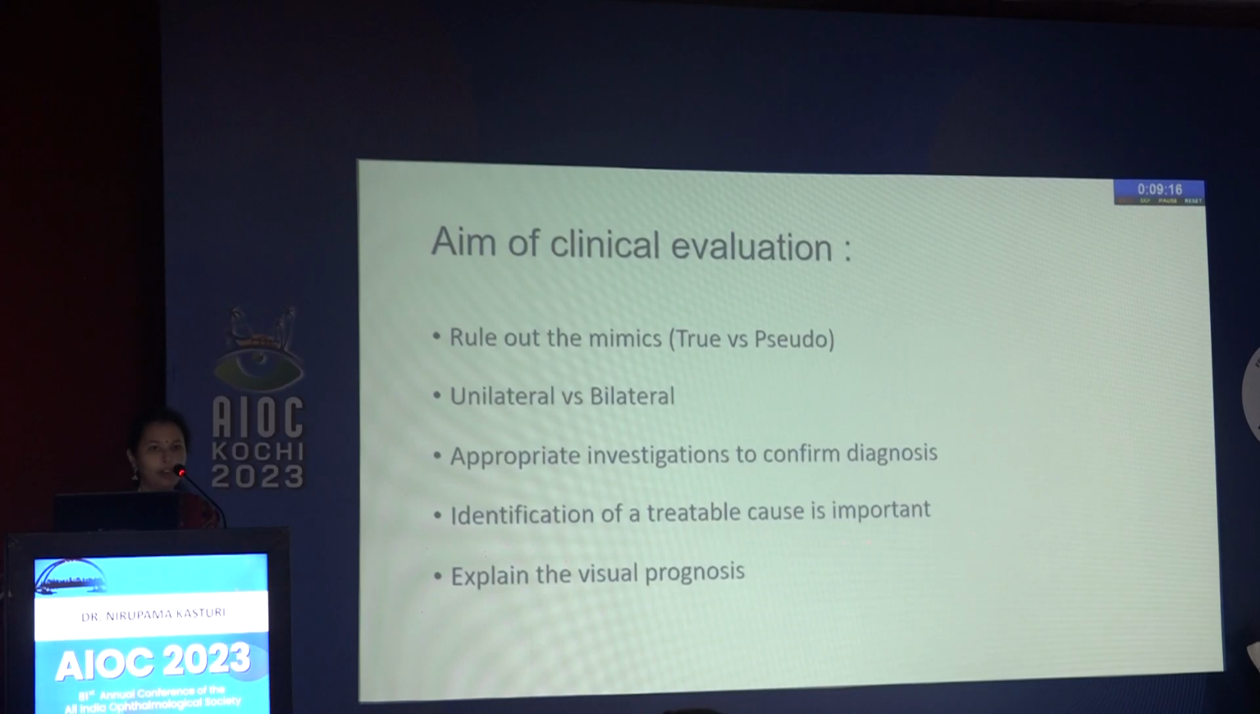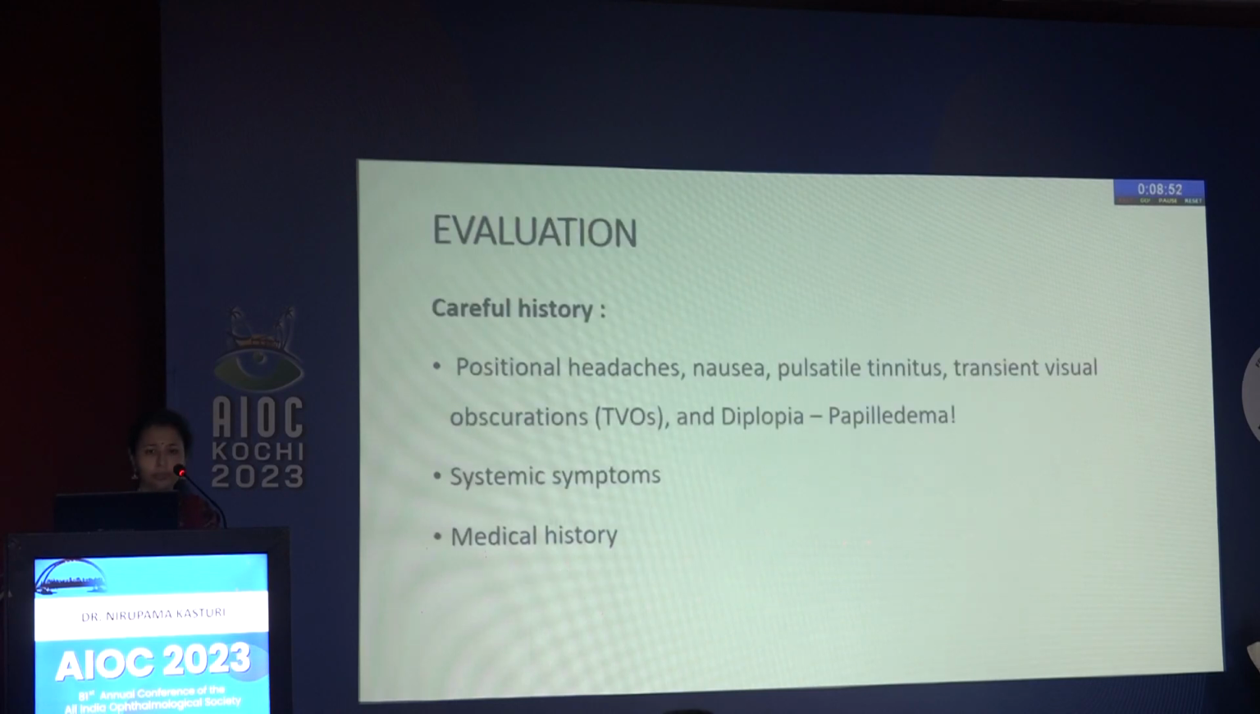So what is the aim of our clinical evaluation? First is to identify whether it is a true or pseudo disc edema, then to check whether it's unilateral or bilateral, and then think of the various differential diagnoses and order appropriate investigations. And finally, if you can identify a treatable cause, it will definitely help in improving the vision of the patient, and it also helps us to give the visual prognosis. So, what is the step-by-step evaluation?